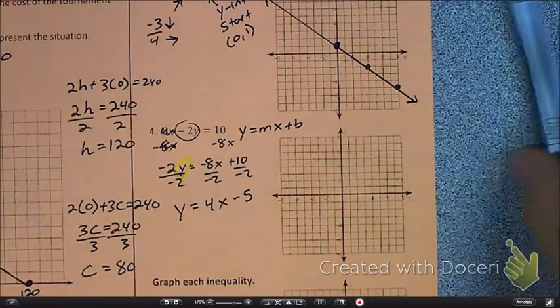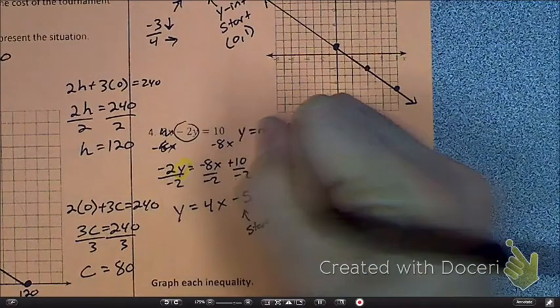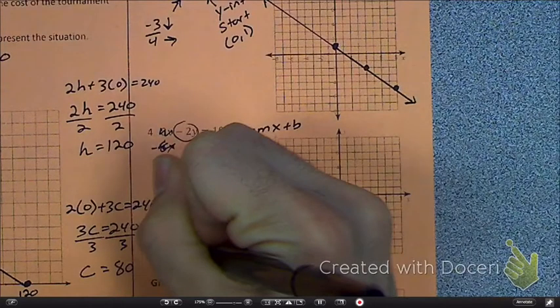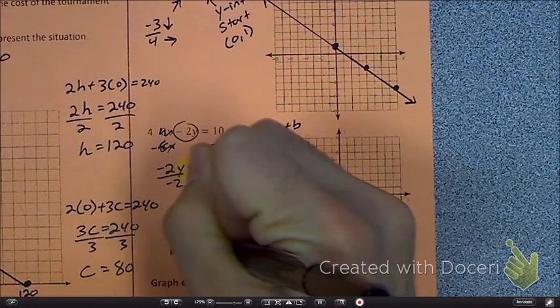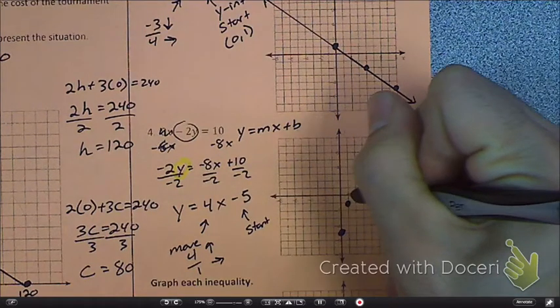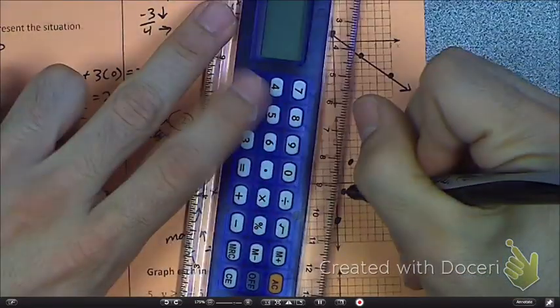What am I trying to do? Where am I starting at? You start at negative 5, and you go up 4 and over to the right one. Yes. Thank you, Margaret. You're welcome. Then you just draw a line. Then you draw a line through it and you're done.